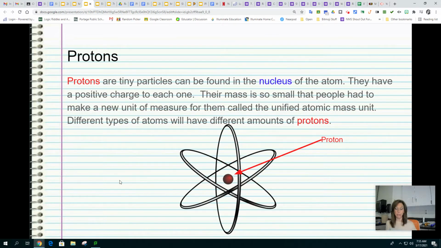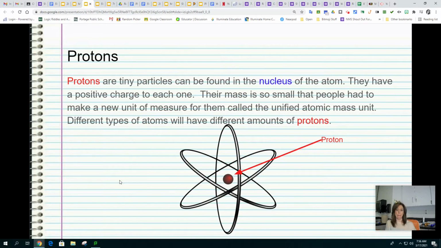Okay, so let's talk about each part individually. Protons, like I mentioned before, are found inside the nucleus or the center of the atom. They have a positive charge each. So kind of like electric charges, atoms have positive charges, parts that are positive and parts that are negative. Overall, the atom is going to have no charge, a neutral charge. Protons have a positive charge, and we'll talk about the negative part of the charge of the atom in a couple slides.